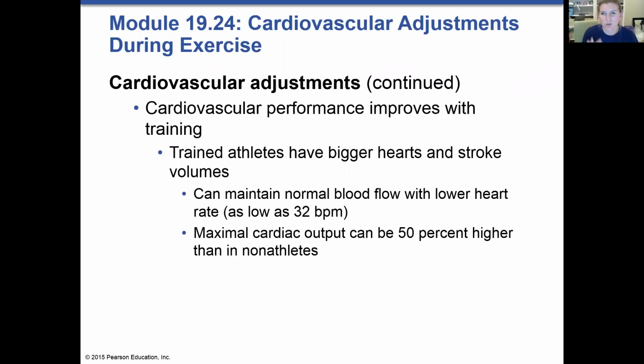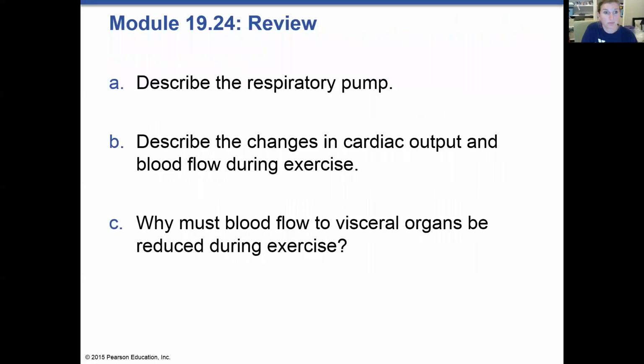One of my friends is like an ultra marathoner, and her resting heart rate is like 37 or something. It's really awesome. Good for her.